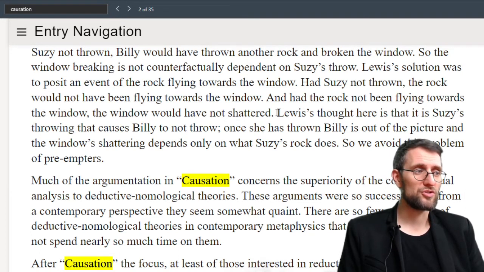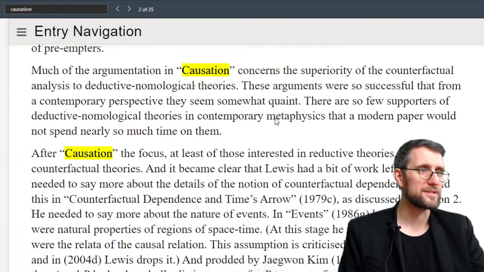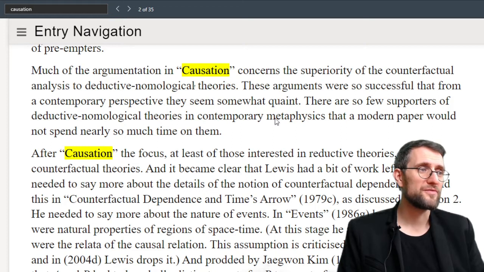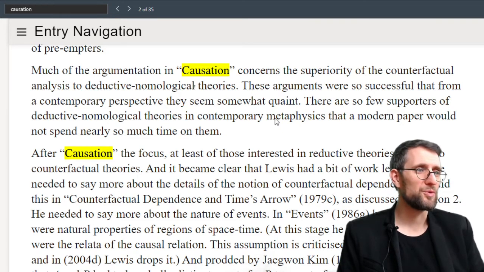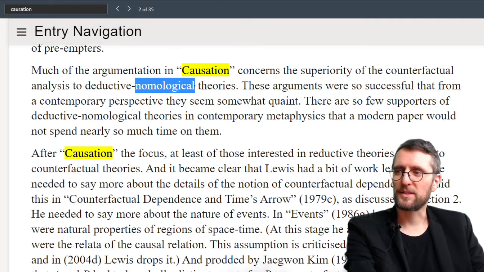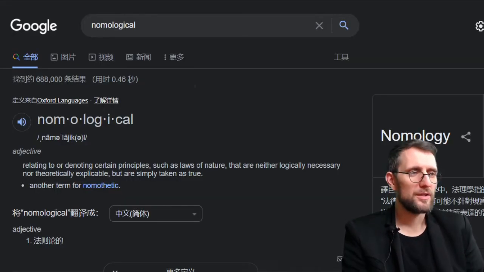Much of the argumentation in causation concerns the superiority of the counterfactual analysis to deductive nomological theories. These arguments were so successful that from a contemporary perspective they seem somewhat quaint. There are so few supporters of deductive nomological theories in contemporary metaphysics that a modern paper would not spend nearly so much time on them. I don't know what that means, because I don't know what a deductive nomological theory is. That's a certain kind of logic, I believe, right? Wait a second. So here we have a definition of nomological: relating to or denoting certain principles such as laws of nature that are neither logically necessary nor theoretically explainable, but are simply taken as true. Okay, so I just take some laws as the way they are, I guess.